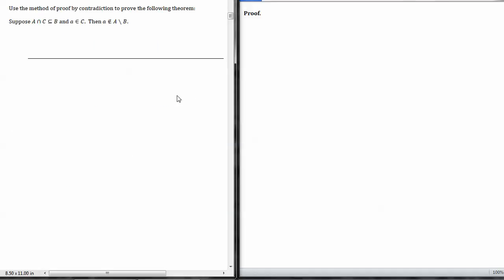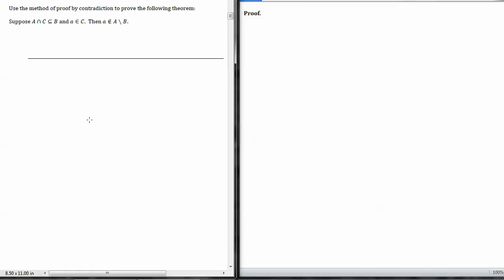So here's the problem. Use the method of proof by contradiction to prove the following theorem. Suppose that A intersects C is a subset of B and A is an element of C. Then A is not an element of A minus B. So let's try and draw a picture and get a feel for why this might be true.